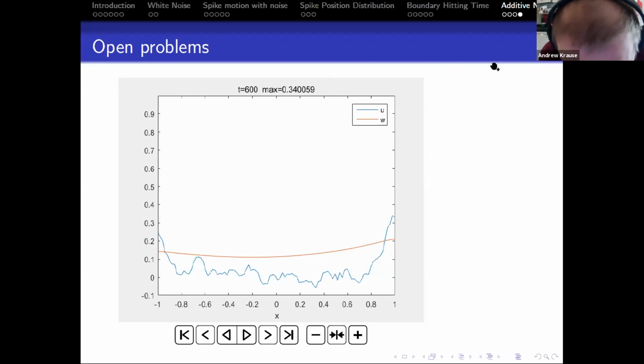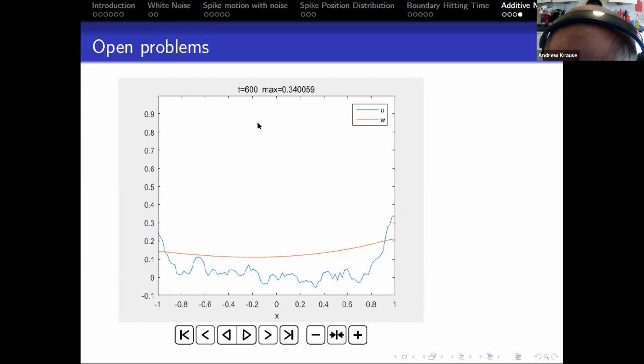Yeah, and then Christian asks, how do you define the location of the stochastic spike? In the simulation, we just find the maximum of the spike. So it may not be the exact location, so that's approximate. That's how we find the location of the spike. We just record the maximum of the spike.